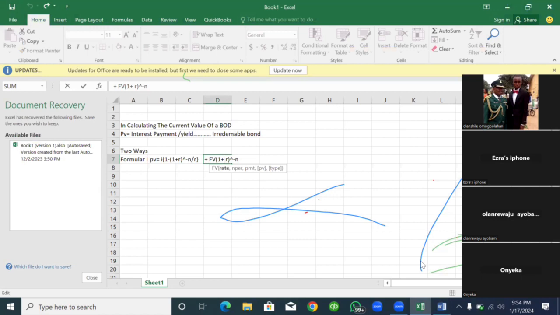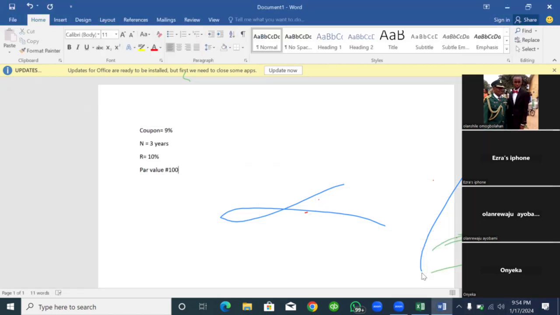We all know that our PV equals present value. Our I is our interest. Our R is our rate of return. FV is our par value. This is the formula, and this is our parameters. So please impute it in the formula and give me an answer. What's the market value of my redeemable bond? I'm also imputing it in my calculator like this. So please, give me an answer.